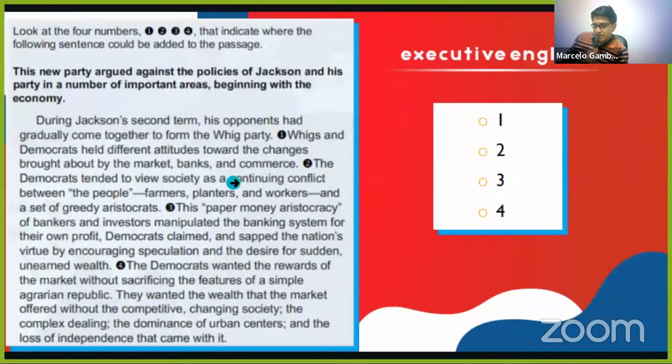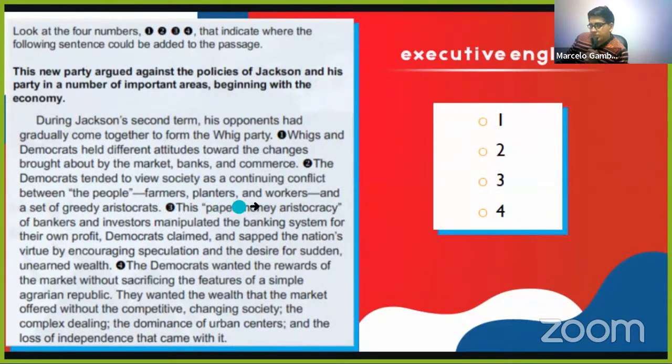The Democrats tended to view society as a continuing conflict between the people, farmers, planters, workers, and a set of greedy aristocrats. Okay, now they're talking about the Democrats. But was the Democratic Party new at that time? Because they're talking about forming a new party. The new party was the Whig Party. So the Democrats were very old by then. You cannot put it in number 3 because the Democrats are not a new party.